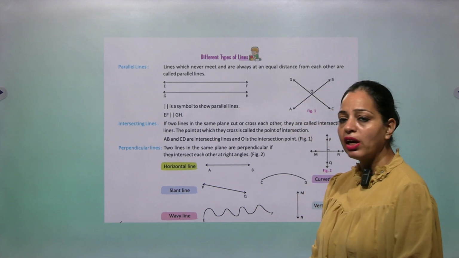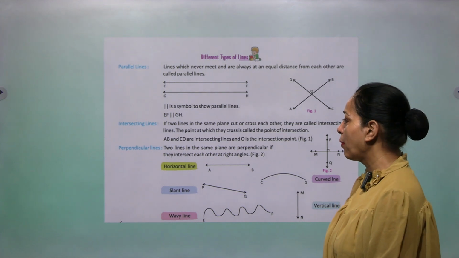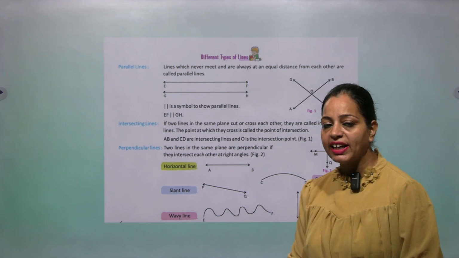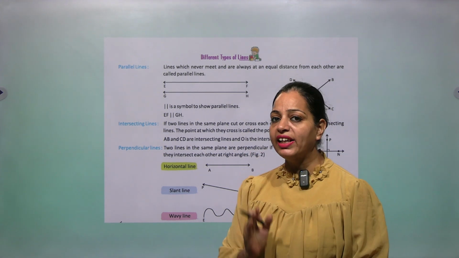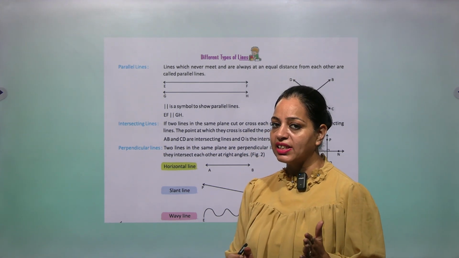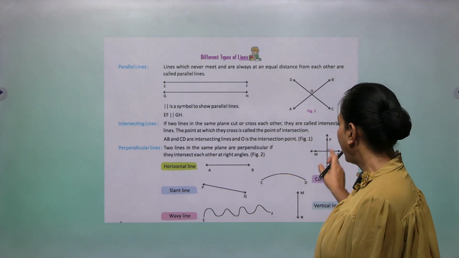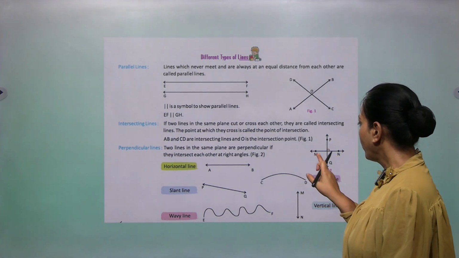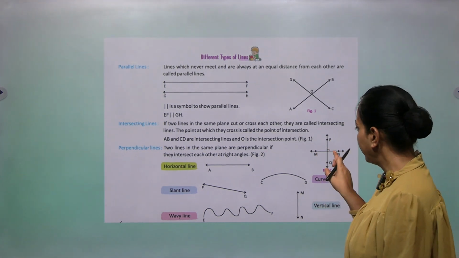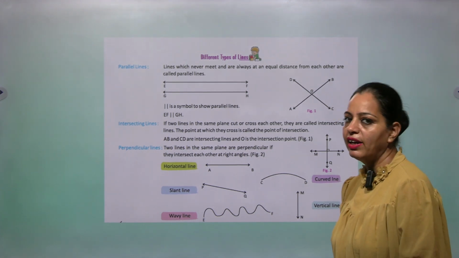Now perpendicular lines. Perpendicular means two lines in the same plane are perpendicular if they intersect each other at 90 degree. जब दो lines 90 degree angle बनाती हैं एक दूसरे के साथ, तो उसको हम बोलते हैं perpendicular lines. Like you can see this figure here, PQ and MN. They are making 90 degree with each other. So these are perpendicular lines.